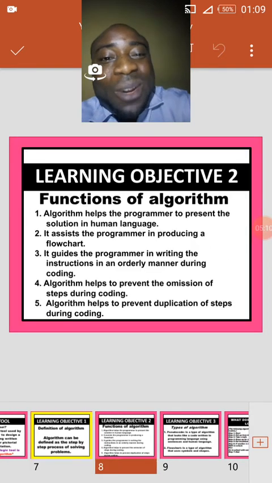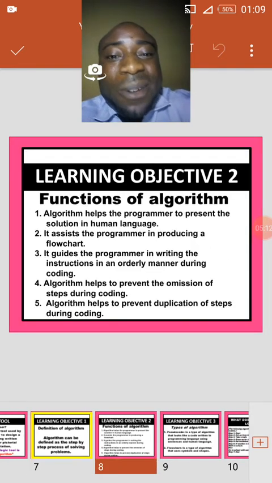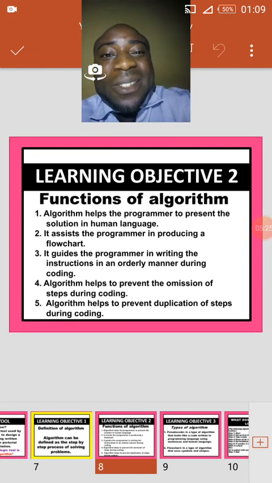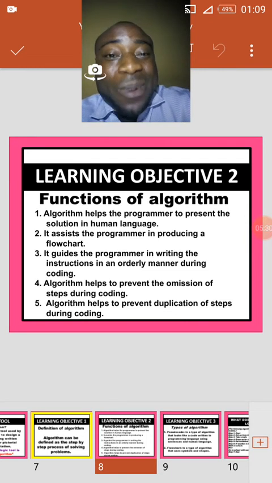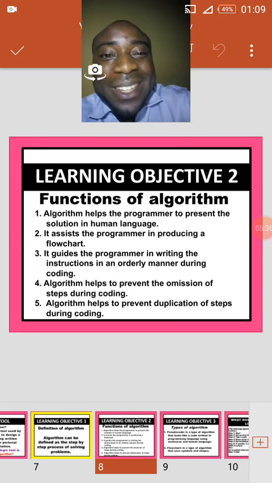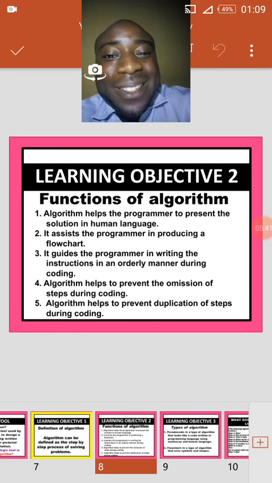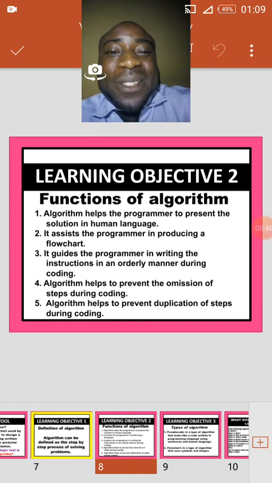Alright, now let's look at the functions of algorithm. What are the functions of algorithm? 1. Algorithm helps the programmer to present the solution in human language. That is, before he writes the code in programming language, he will first write it out in a language that he understands. 2. It assists the programmer in producing a flowchart.